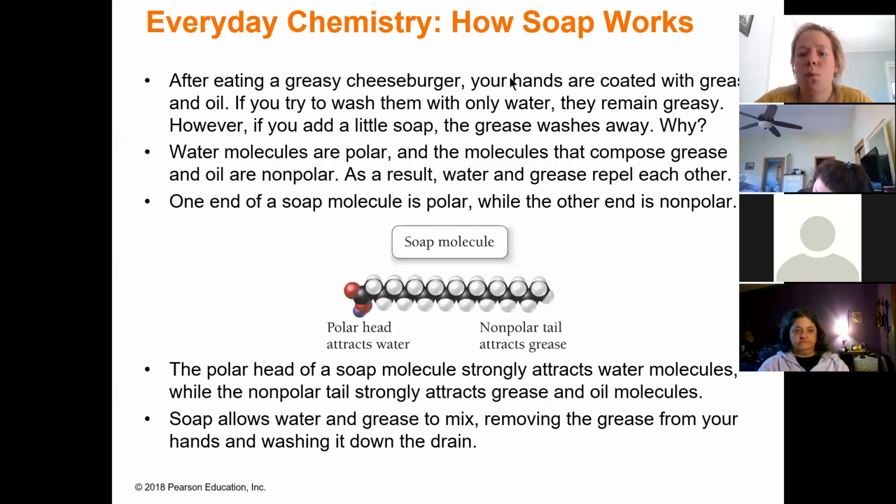So how does soap work? You cannot wash your greasy pans with just water. You can't wash your hands if they're greasy with just water. What do you have to use? You have to use a thing called soap. And here's a soap molecule.